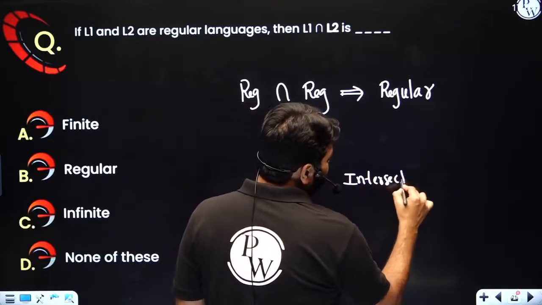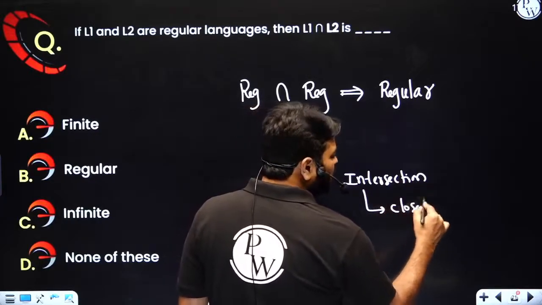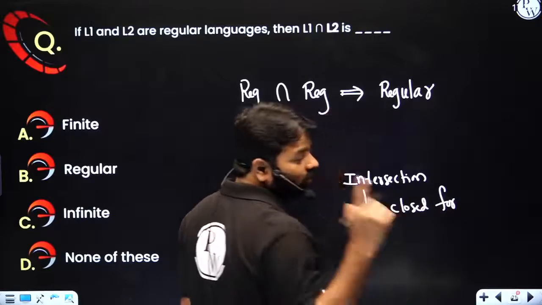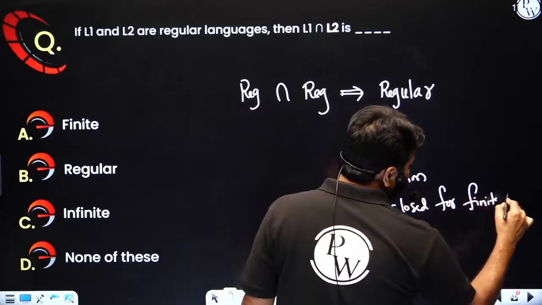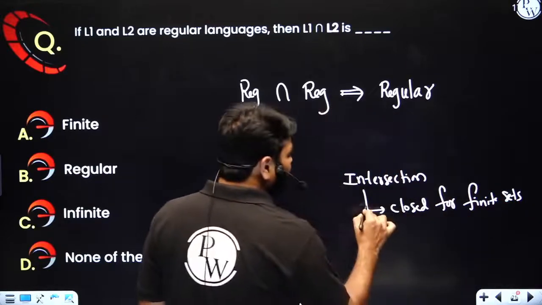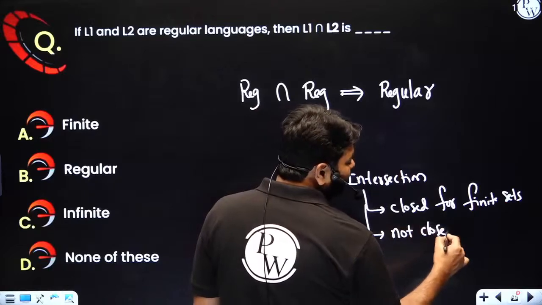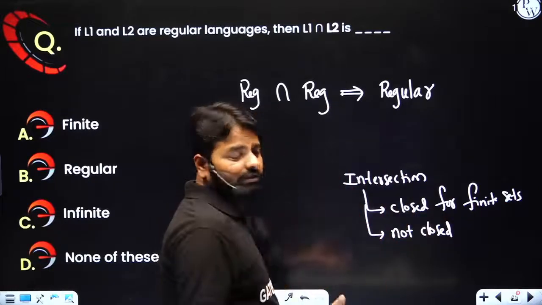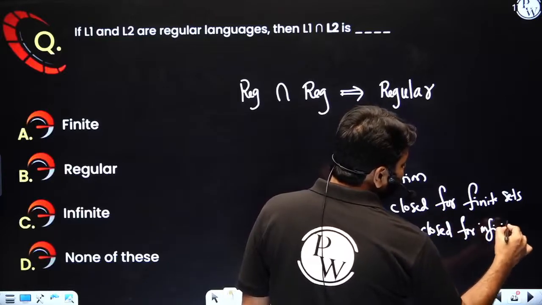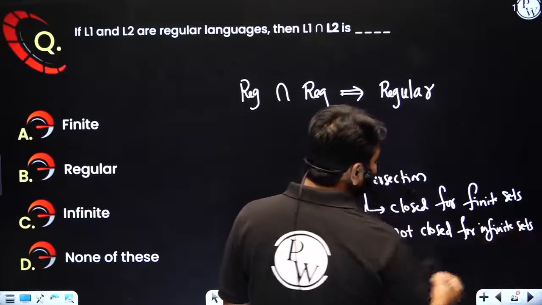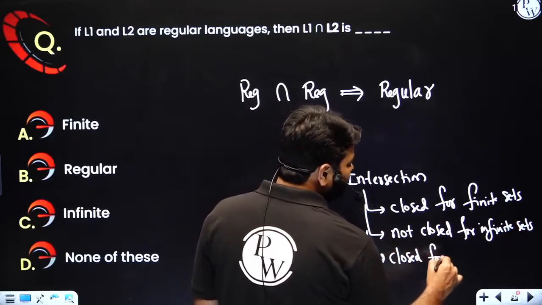So this intersection operation is closed for finite languages, because finite intersection finite is what? Finite. Finite languages or finite sets. And it is not closed for infinite sets. Why? Infinite intersection infinite need not be infinite, so not closed for infinite sets. What about regular sets? Yes, it's closed for regular sets.